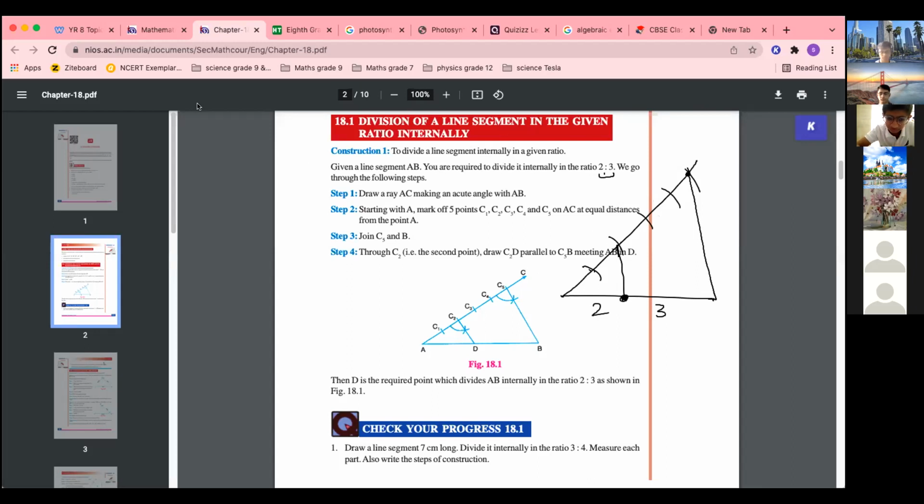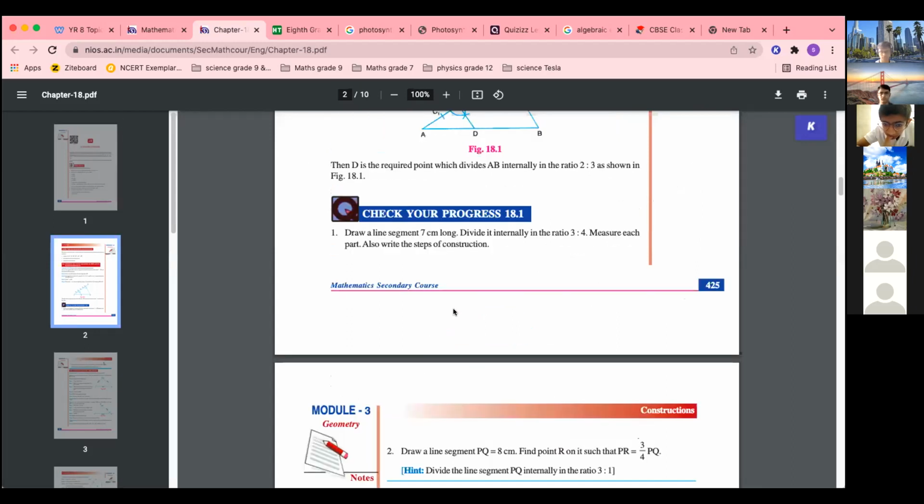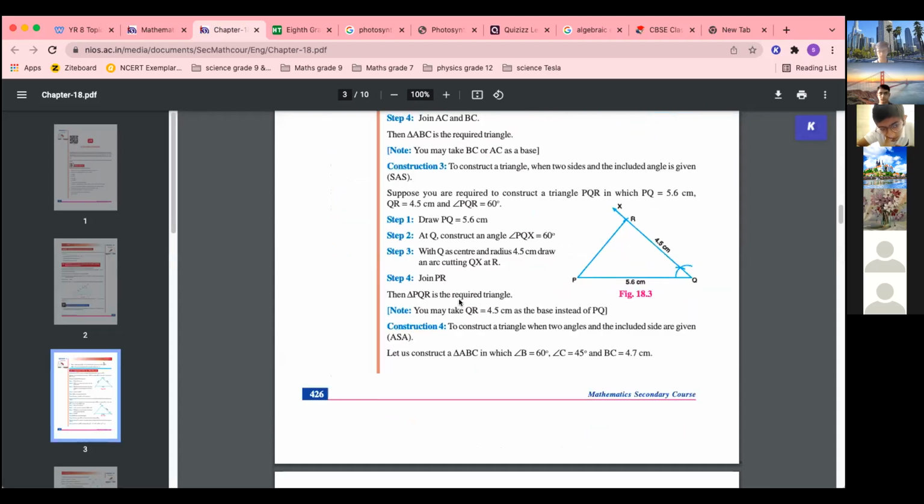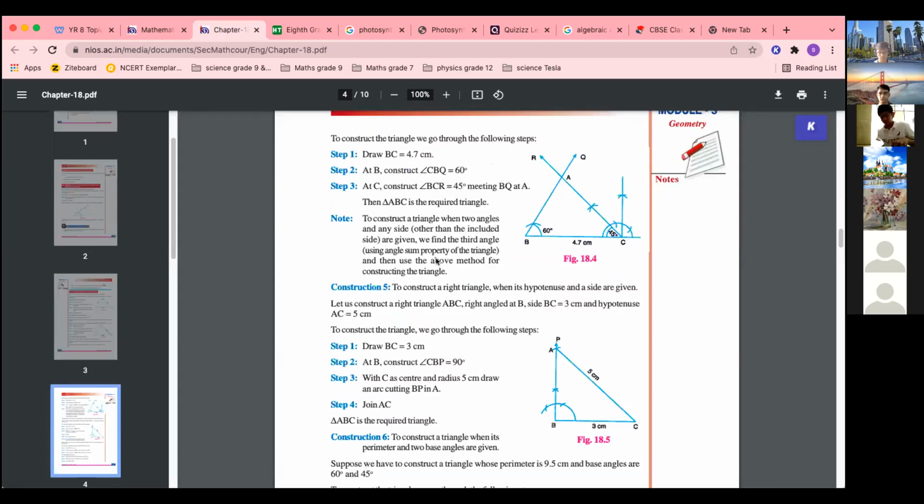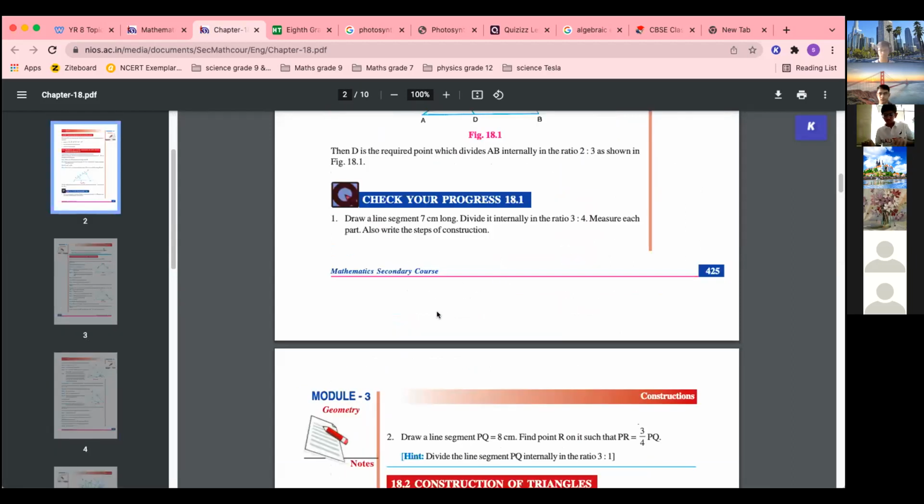Okay. Let us see a textbook question. Then we'll do it. For example, draw a line segment 7 centimeter long. Okay, do it at home. If you want, you can do it side by side also. First of all, measure 7 centimeters. Suppose this is a line 7 centimeter long. So AB is a line 7 centimeter long.